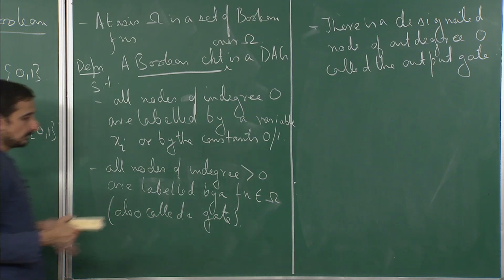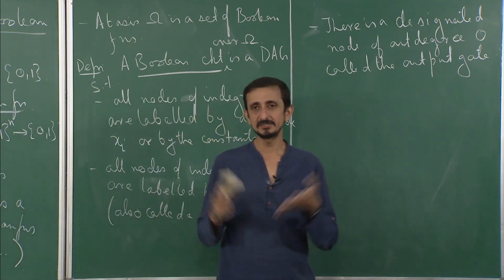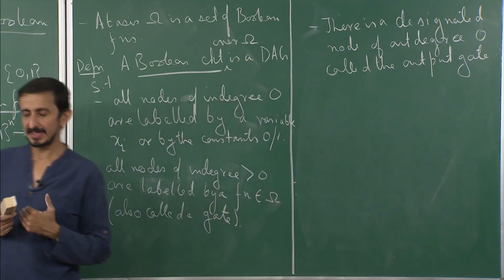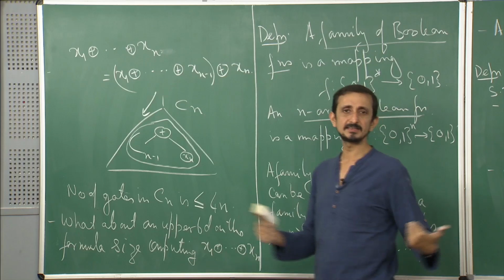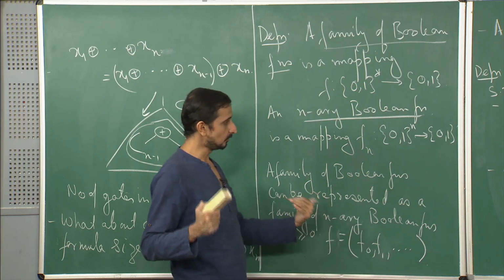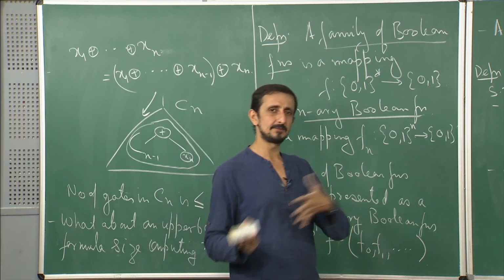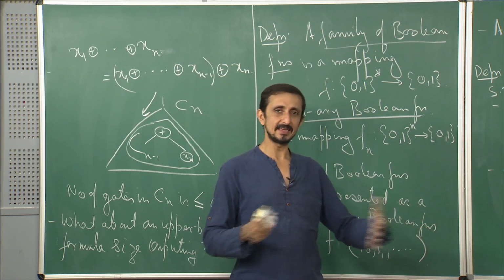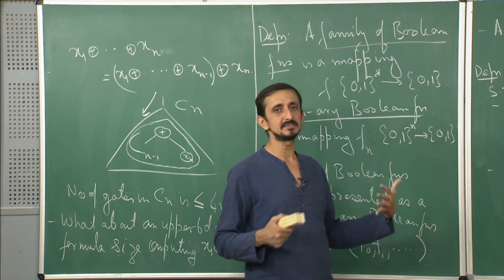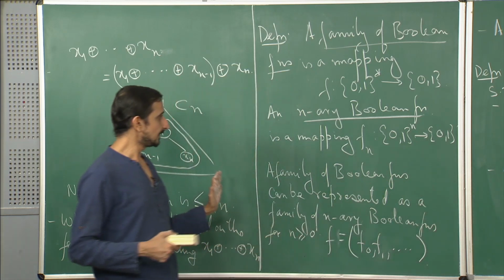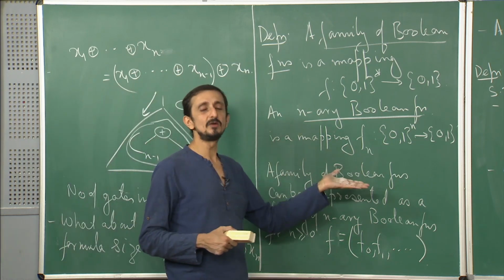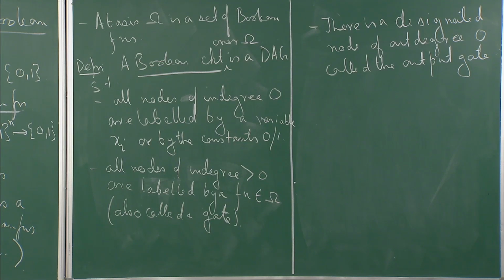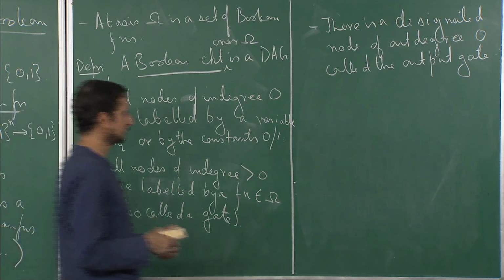Okay, so now note that once you have a Boolean circuit, it can take a fixed number of input variables. Okay, because it is a circuit which has a fixed number of nodes of in degree 0, and each node is labeled with a variable. So therefore it only can take a fixed number of input variables as its input. Okay, so therefore a circuit is essentially computing an n-ary Boolean function. Okay, so suppose a circuit has n variables as input, it is computing an n-ary Boolean function.